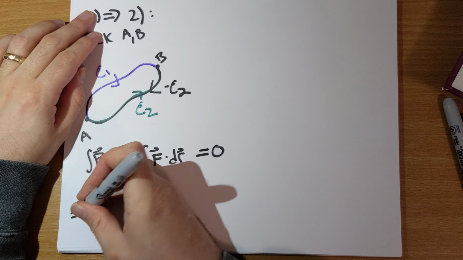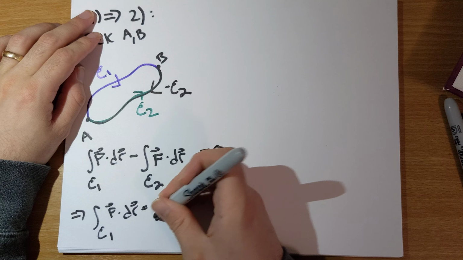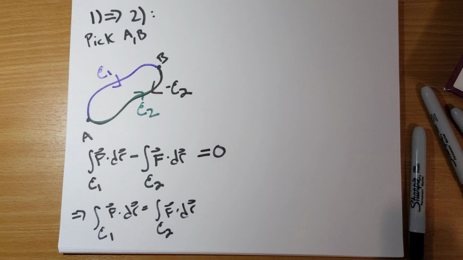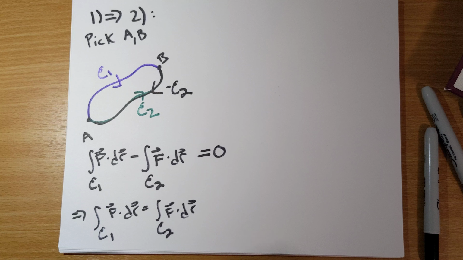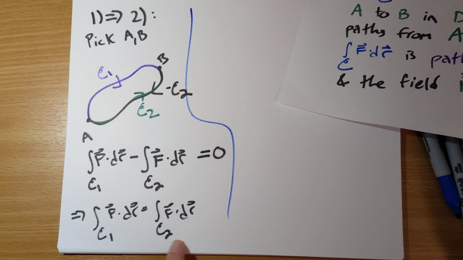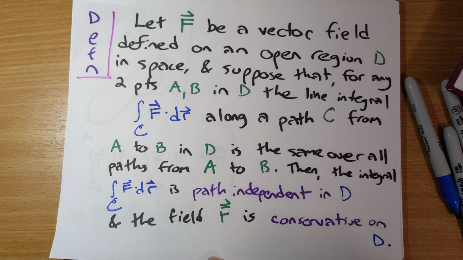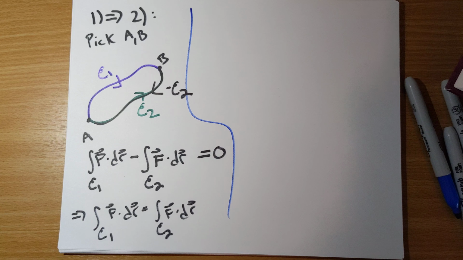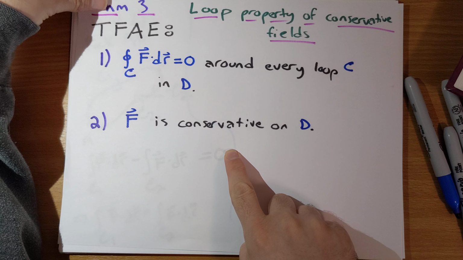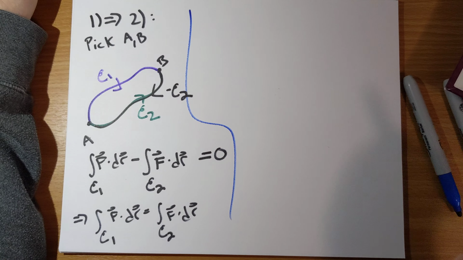Rearrange, move this to the other side. This shows that the integral along C1 of F dot dr must equal the integral along C2 of F dot dr. And so this successfully shows that our integrals here are path independent and the field is conservative. So that's good. Now we need to show the other part of this. We need to show that if F is conservative, then the integral around every closed loop of F is 0.